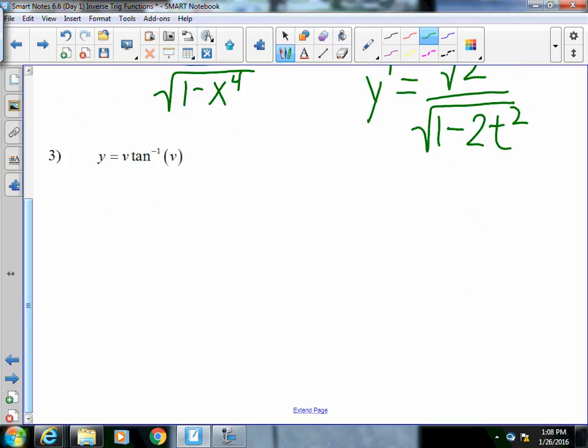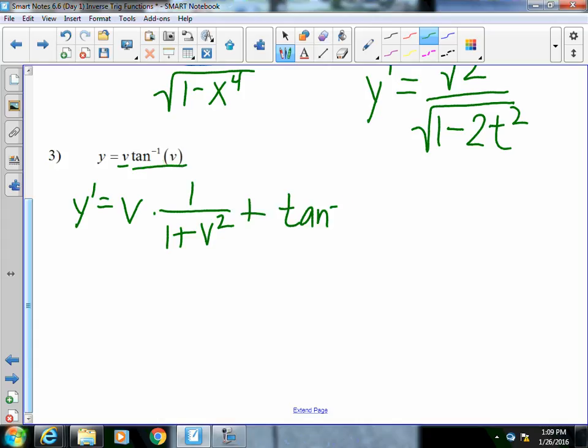Finally, we have a tangent. We actually have the product rule going on here because we have a product. So we do the first times the derivative of the second, which is 1 over 1 plus whatever's in our inverse tangent function squared, plus our second times the derivative of the first. If I simplify this a little bit, you'll find that your derivative is b over 1 plus b squared.